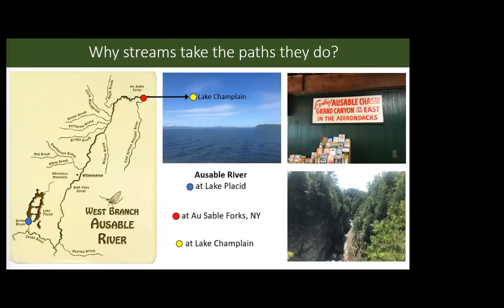Okay, so why do streams take the paths they do? So this is an example of, this is up in upper New York. We have Lake Placid, which you've probably heard of from a really old horror movie. We have Ausable Forks, New York, all the way downstream. This flows up to the north, and that eventually will end up flowing into Lake Champlain. So we have a higher elevation at Lake Placid, and we have a lower elevation at Ausable Forks.